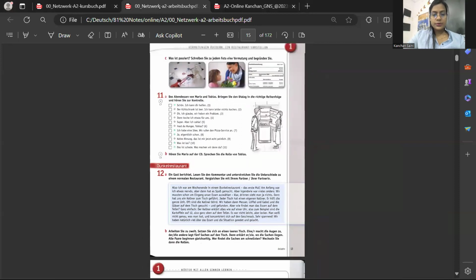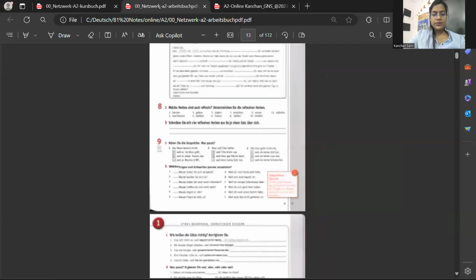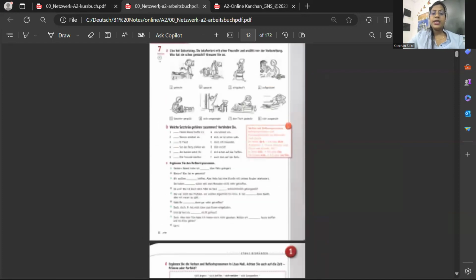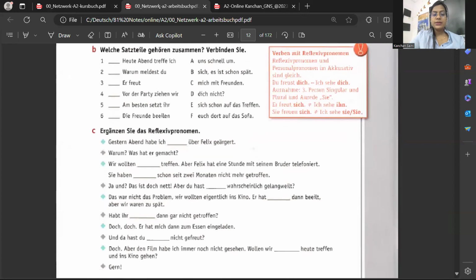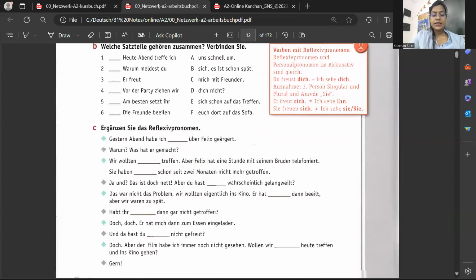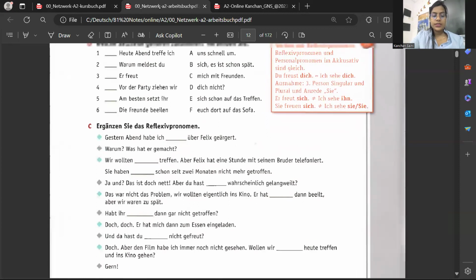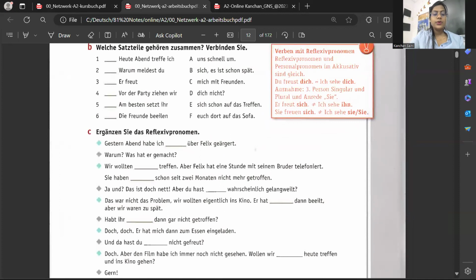Im Arbeitsbuch haben wir Aufgabe 7b und c, Seite Nummer 10. Sie können jetzt öffnen und bitte machen. Dafür haben Sie 5-minütige Zeit. You have 5 minutes. Do exercises B and C visible on the screen.